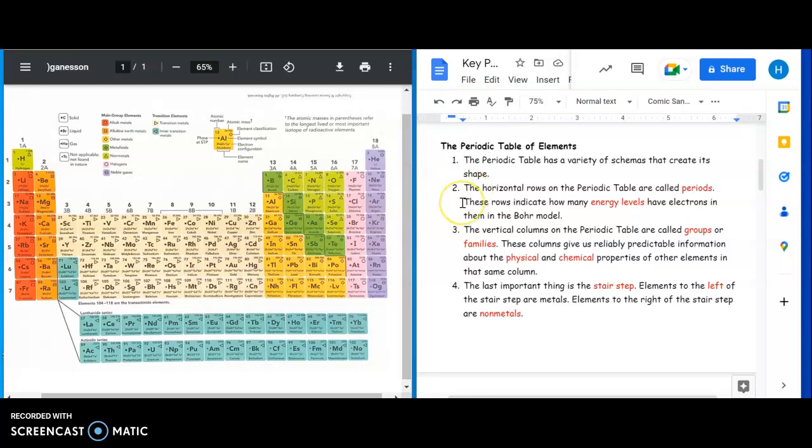Number 3, the vertical columns on the periodic table are called groups or families. So these numbers on top, 1, 2, 3, and so on, all the way up to 18, those refer to group numbers or family numbers. And these columns are really useful because they give us a lot of information about what the physical and chemical properties of the elements in this column are going to be. And that's very useful and very important.